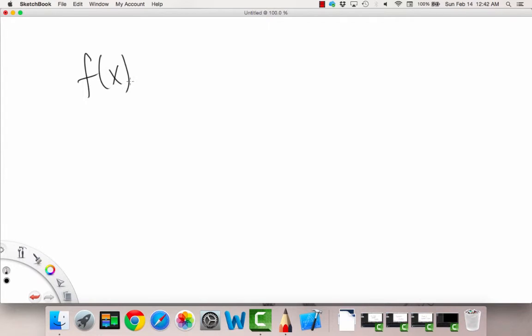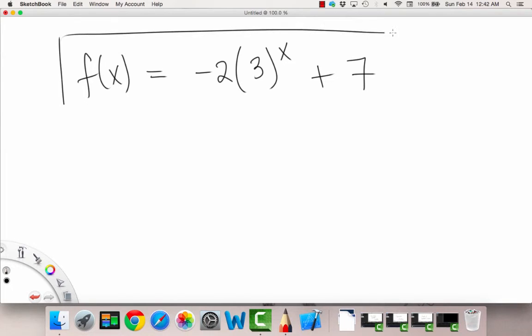So overall, our f of x is going to be equal to negative 2 times b, which we just found out to be a positive 3, to the x, plus 7. Okay, and that is the ultimate formula for our function that we saw in the graph.